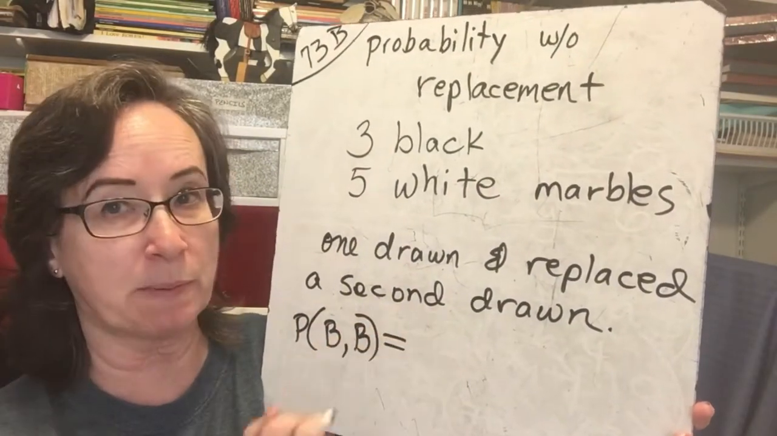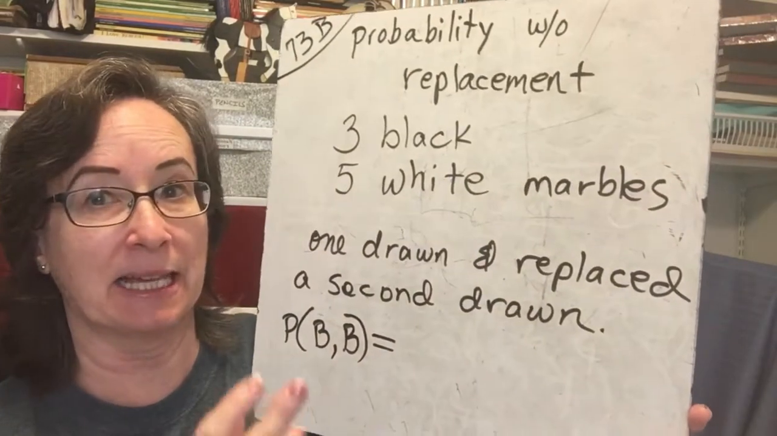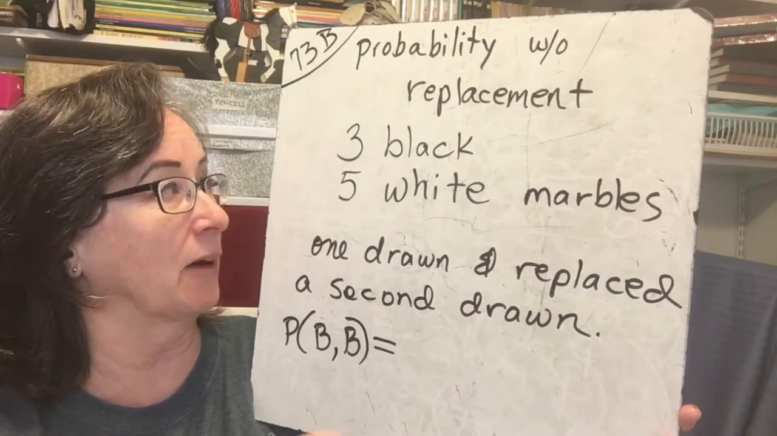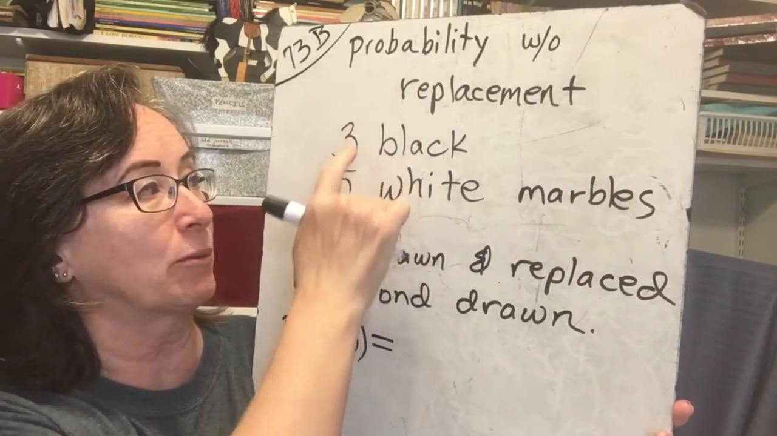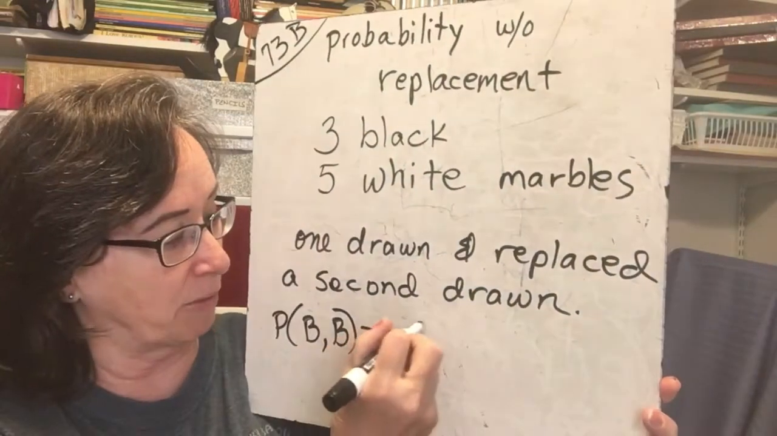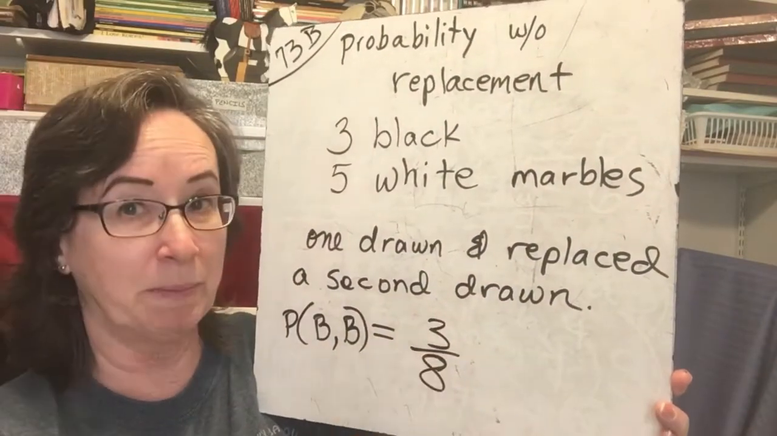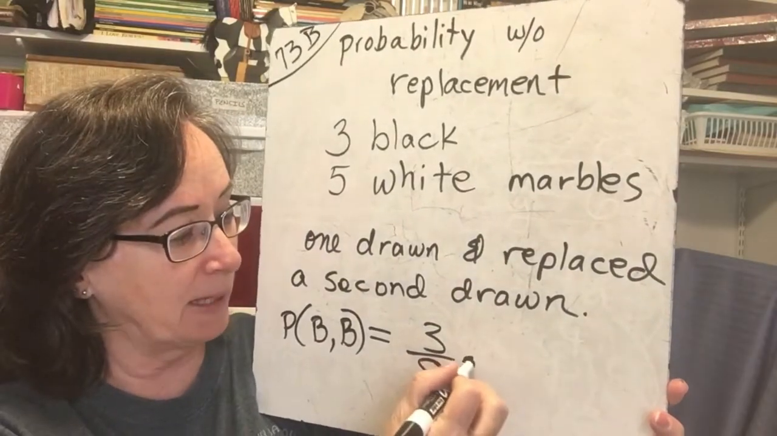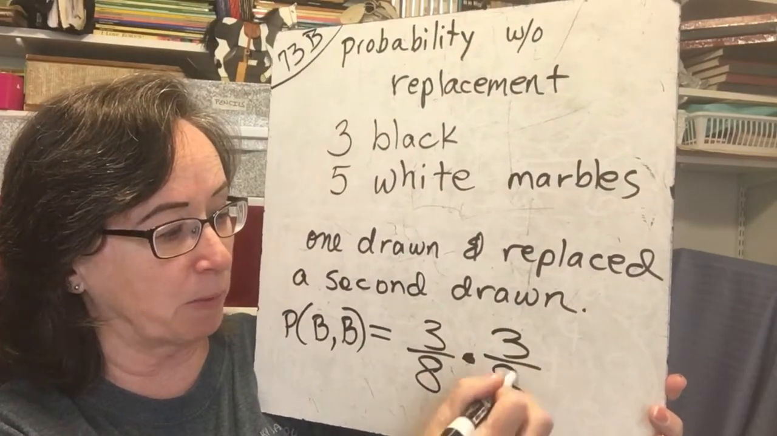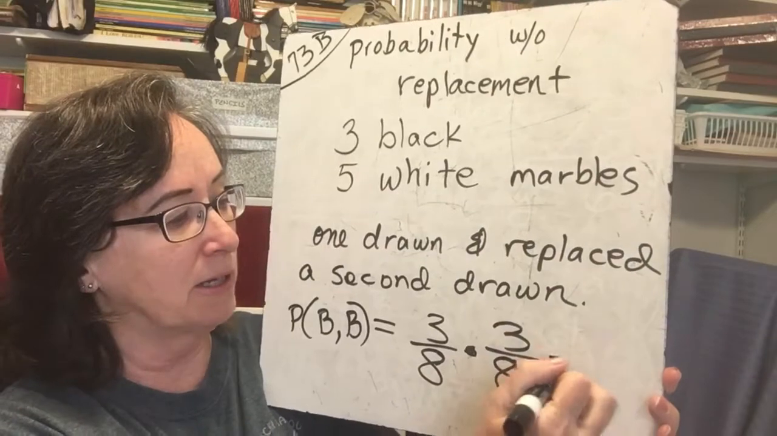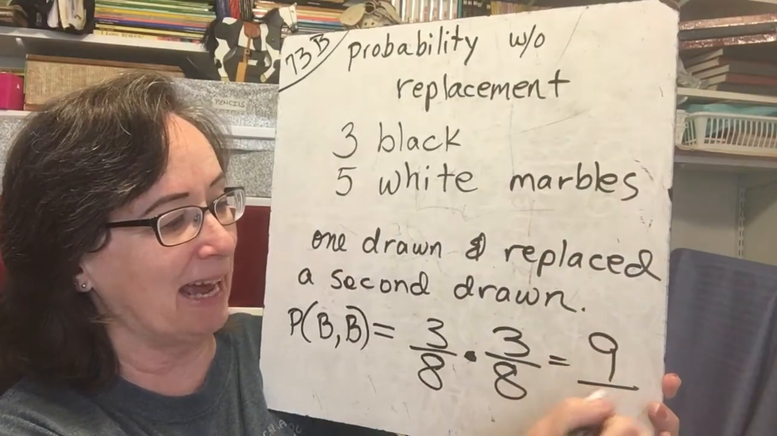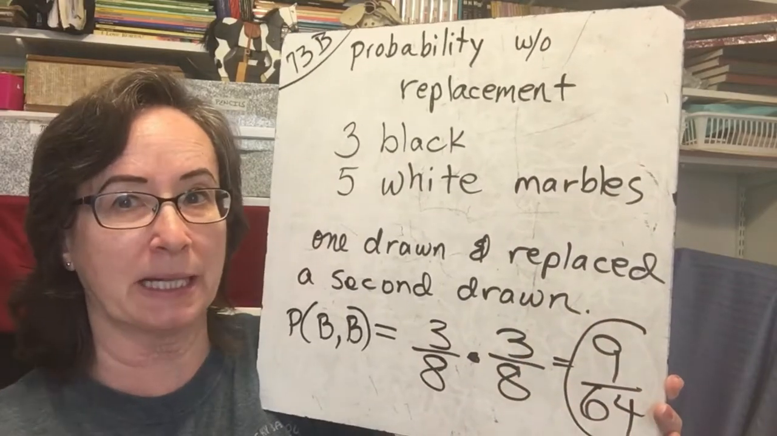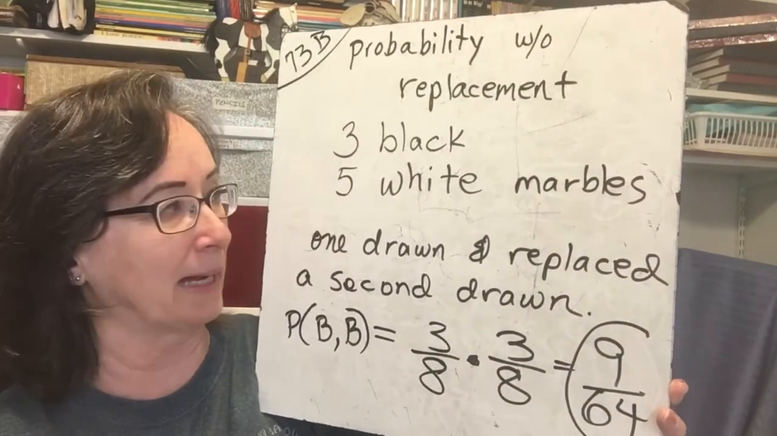Well, to do this problem, this is designated order, like we did a couple of lessons ago, and we have 3 out of 8 that are black, so 3 out of 8 would be the probability for the first draw, but then we threw that marble back in, and 3 out of 8 would be the probability for the second draw. So we would have 9 out of 64 would be the probability that both were black.